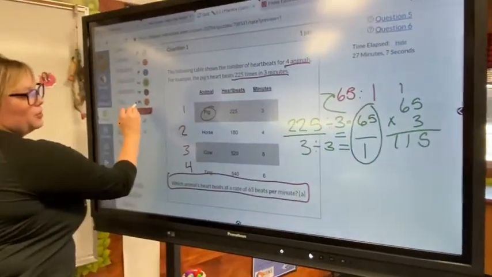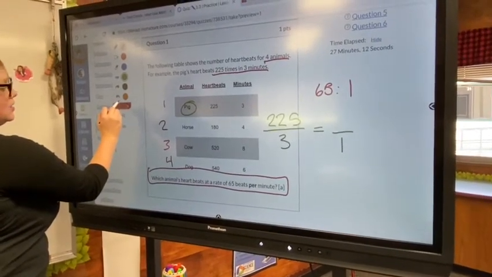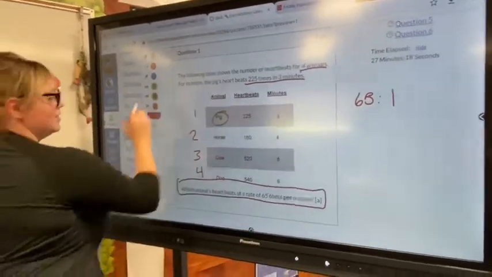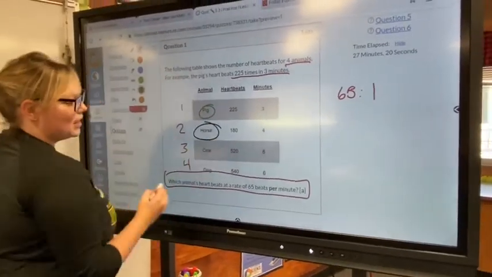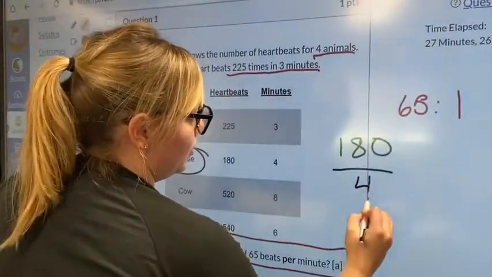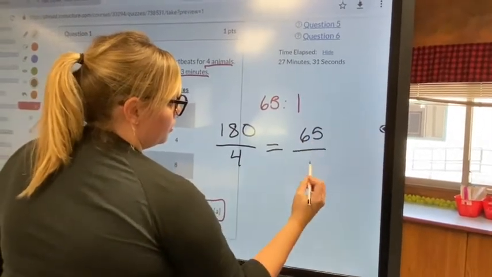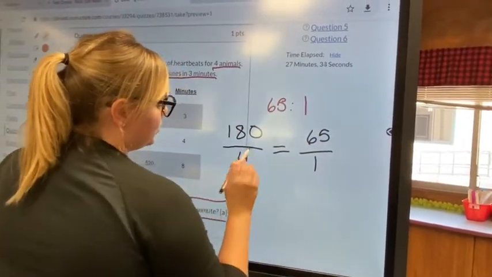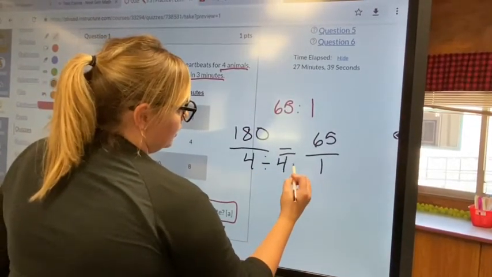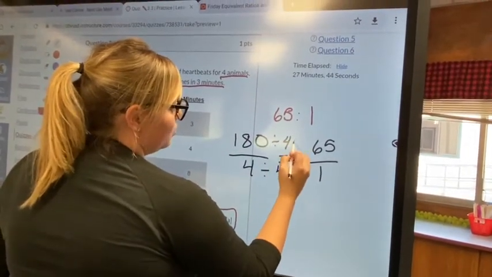Okay, let's reverse. Going the other way. Okay, cool. So we know it's not pig. Let's see house. Okay, so we have 180, 24, and we know that it has to equal 65 over 1. 4 divided by what will give me 1? 4 divided by 4 equals 1. So that means 180 divided by 4 needs to equal 65.